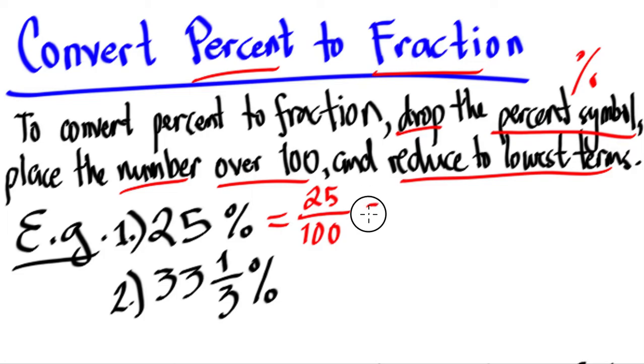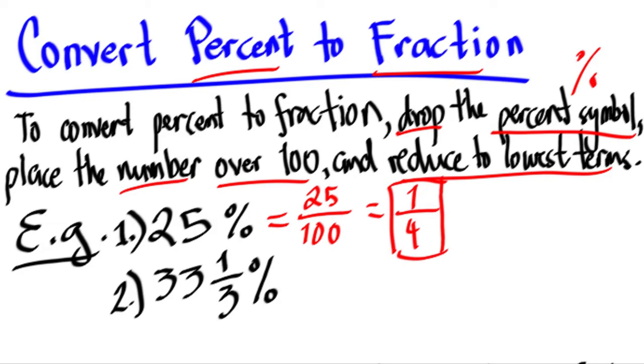So in lowest terms, what's the lowest term of 25 over 100? They're both divisible by 25, so that's their greatest common divisor actually. So 25 divided by 25 is 1, 100 divided by 25 is 4, meaning 25% is equivalent to 1/4 in fractions. Okay, how about number 2?